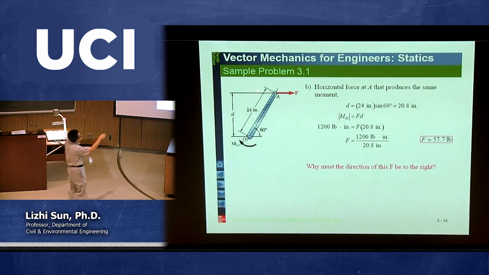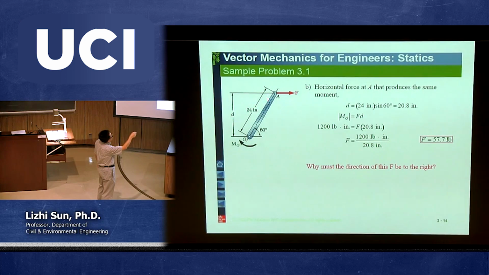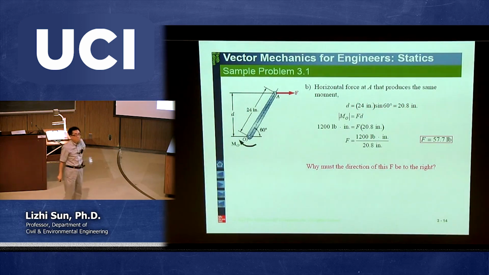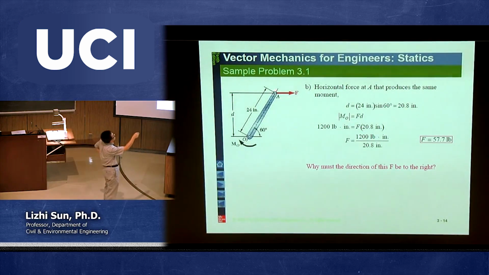So then this shortest distance should be 24 times sine of this angle, 60. This is 60, this is 60, right? Or is this the short distance? So 12, where's the 12? Oh, they already gave it to you directly. Oh, here. Okay, so this is D. So 24 times sine 60. When you punch your calculator, you find that it's 20.8 inches. It's the shortest distance. So then the moment of this force about this point is equal to F times 20.8.